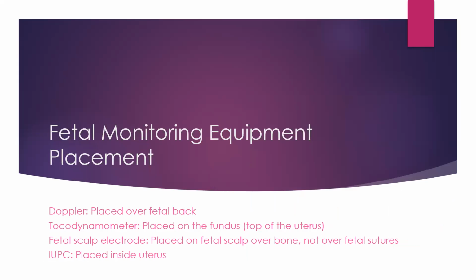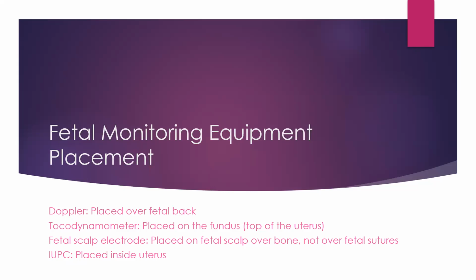So as far as the placement of the equipment, the Doppler, which is again the instrument that helps to measure the fetal heart rate, goes over the fetal back externally. Wherever you're finding the fetal heart rate and picking it up is typically over the fetal back, because that's where the heart is in the fetus. And a lot of times it's not exactly clear where you're going to place that Doppler. It's just kind of a trial and error process of moving that Doppler around.